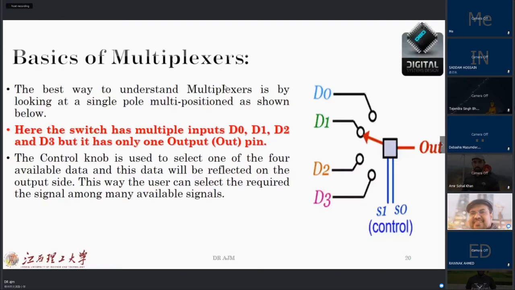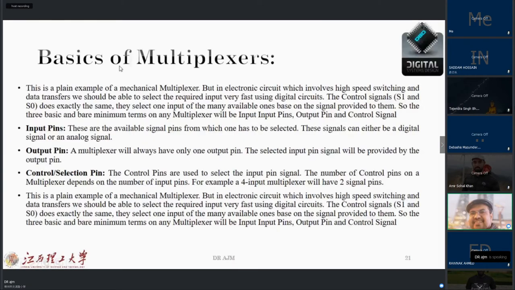Some basics of a multiplexer can be something like this. In a multiplexer, we have some input bits, some output pins, and some control signal that I mentioned before. You can read it here. And this is the explanation of a mechanical multiplexer.